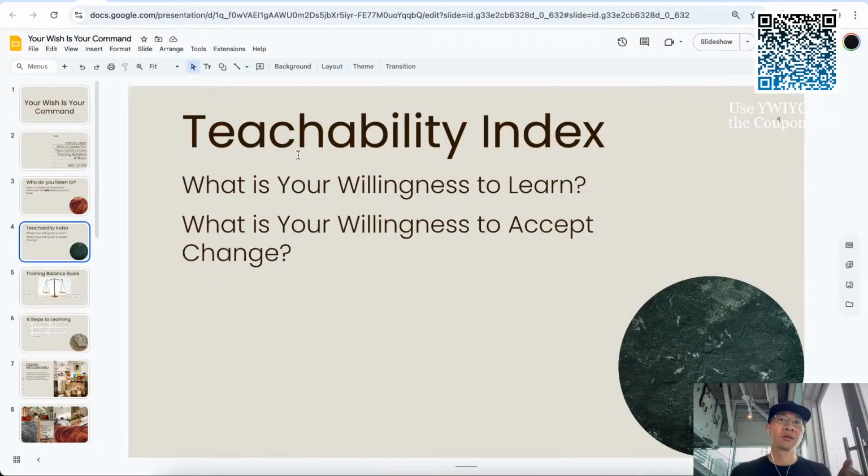Okay, so that's the teachability index. You have to improve your willingness to learn, improve your willingness to accept change.